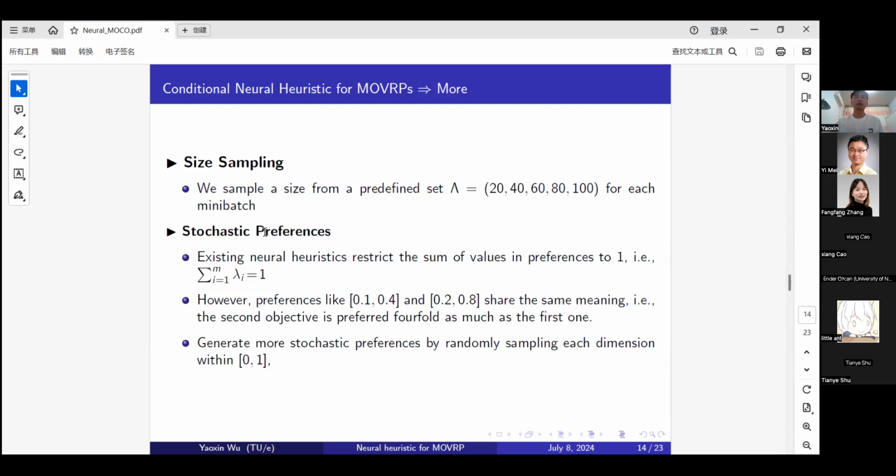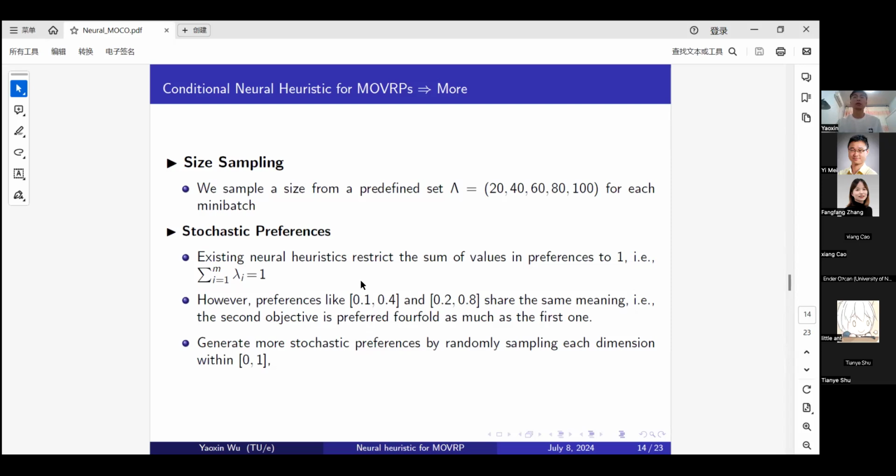And for the stochastic preference, this is a small design which is different from the literature. In the literature, they just sample the preference with values where the elements in the preference must be added up to one. But in our paper, we relieve this constraint.